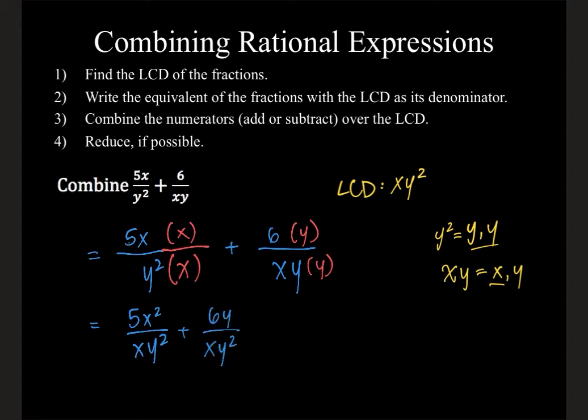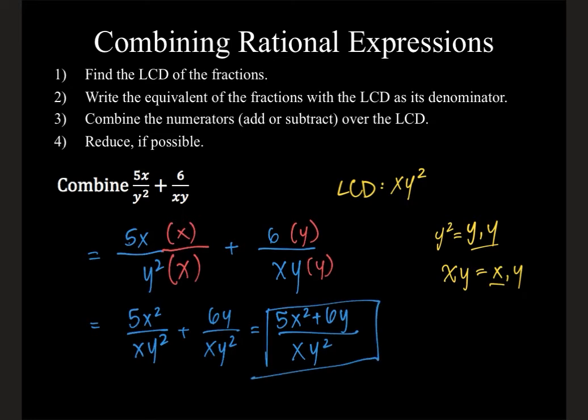If you jump straight to this step, that's perfect. If you don't, that's fine too, right? We always take all the steps we need. Now that we have the same denominator, I'll just combine my numerators. 5x squared plus 6y over xy squared. If you can reduce anything from there, you can. However, this one we cannot, so we'll leave our answer like that.